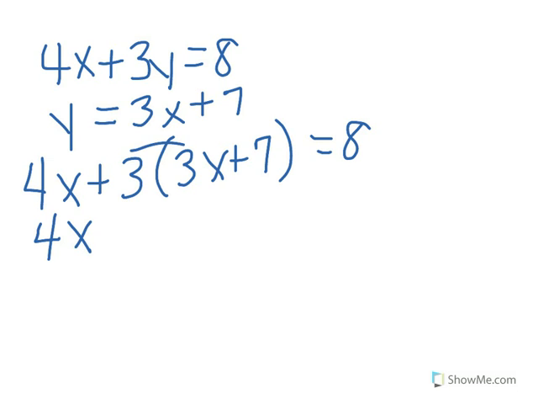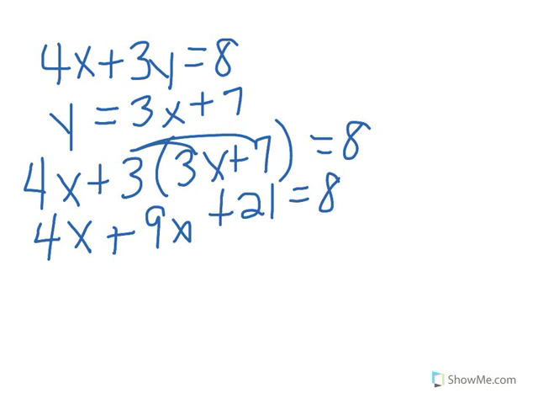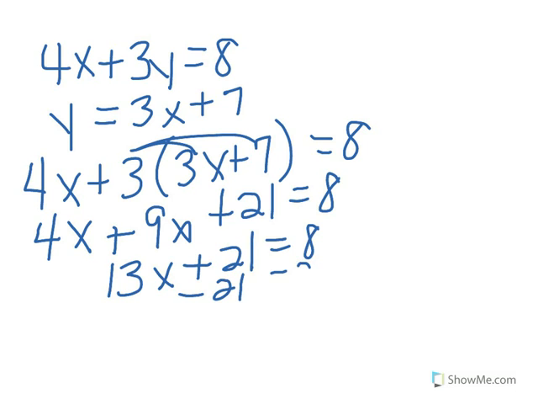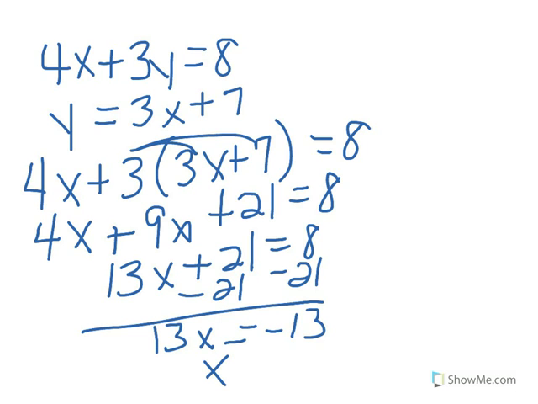So 4x, 3 times 3x makes 9x. 3 times 7 is 21. 4x plus 9x is going to be 13x. Go ahead and subtract 21 from each side. And 13x equals negative 13, which means that x is equal to negative 1.